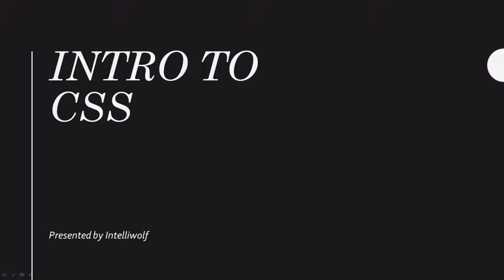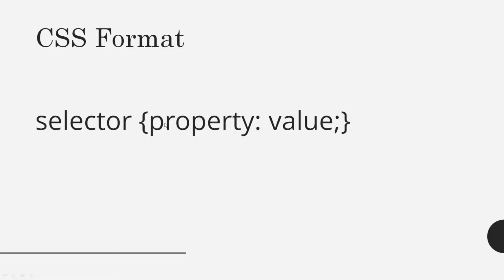You don't need to remember this, but CSS stands for Cascading Style Sheet. It's the specific rules we use to tell browsers how our web page should look. So the format is selector, then a curly bracket, then a property, colon, a value, semicolon, close bracket. In time, this will become second nature to you. So let's have a look at an example.